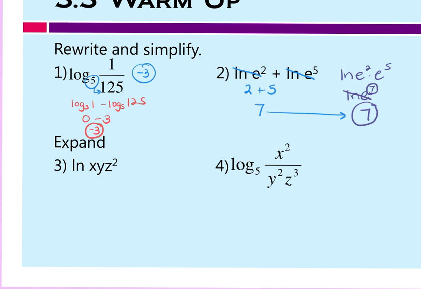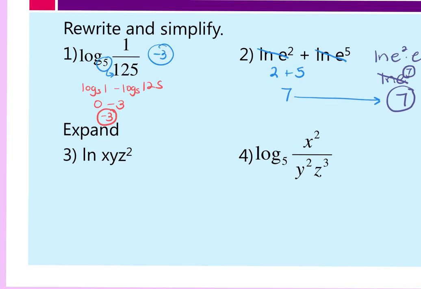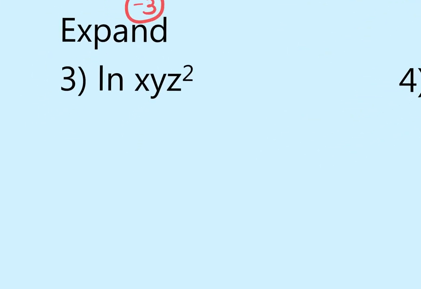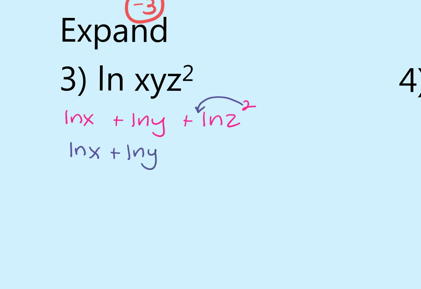All right, now these say specifically expand. So I'm going to take my multiplication and spread it out, making an addition. So this becomes ln of x plus ln of y plus ln z squared. And then you can't have any exponents when we expand. That gets bumped forward. So it's ln of x plus ln y plus 2 ln z.